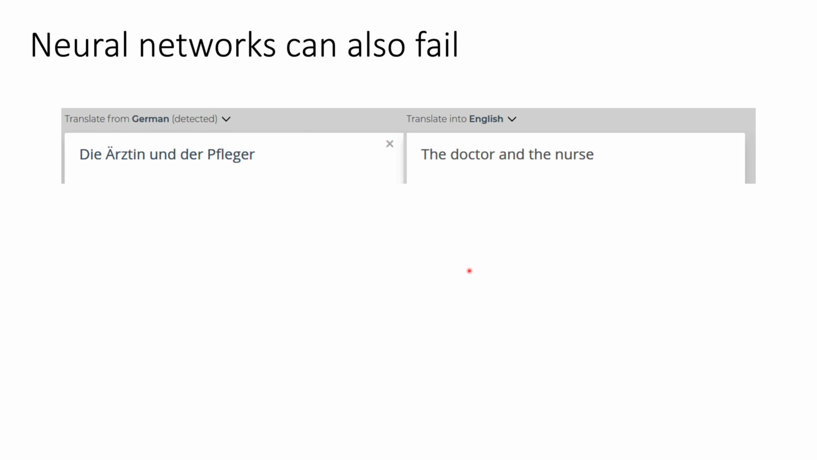Another interesting case where neural networks fail is this example. Here we want to translate from German to English the sentence die Ärztin und der Pfleger. And it is translated in English to the doctor and the nurse. And that is a correct translation, but there's something interesting going on here because in German we have genders for the different words. We have a female doctor and a male nurse. And in English we don't have these genders, which is fine.